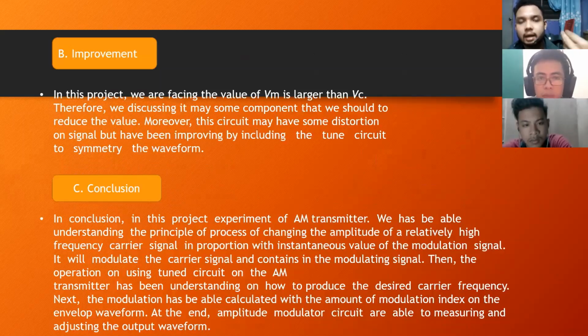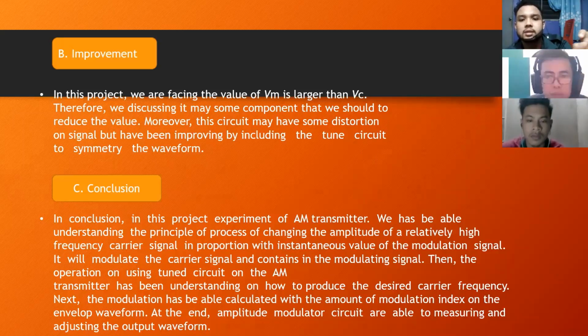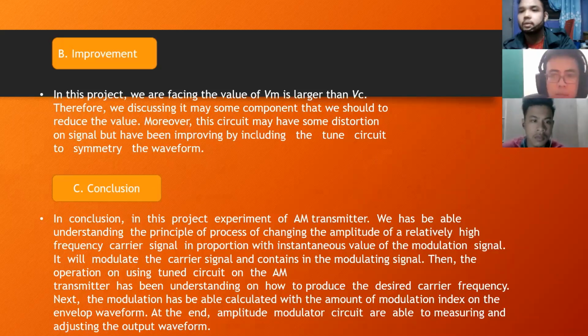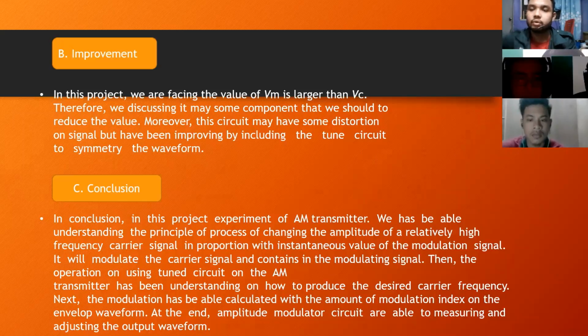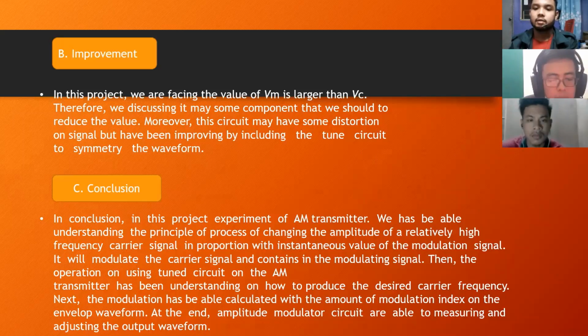The improvement that we can make: we are facing the value of DM being larger than BC, so it affects our frequency and may cause some distortion on the signal, including the tune circuit. We need the precise value to make it better. So for the conclusion, with the AM transmitter we are able to understand the AM principle: where is the information signal, where is the carrier oscillator, where is the modulated signal, how to do the work and contribute the work one by one. So next, Imran.